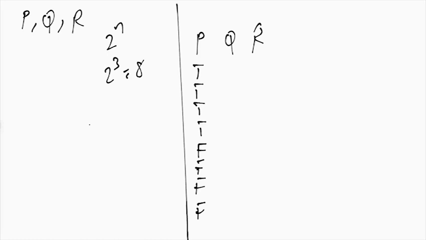Now the next one, we divide 4 by 2. That means you will have true 2 times, false twice, then you interchange it like that and like that. So we have true, true, false, false, true, true, false, false. And the last one will now be true, false, true, false, true, false, true, false.